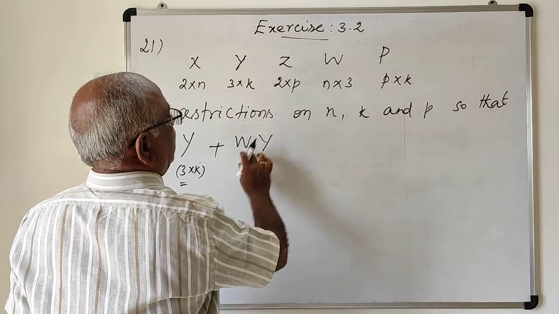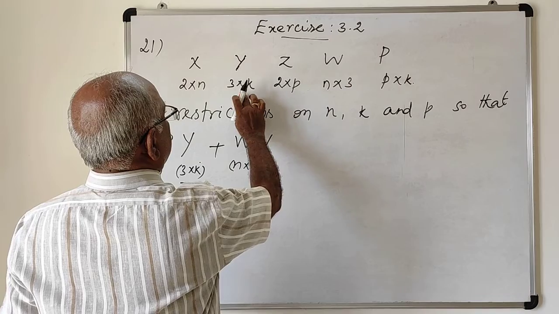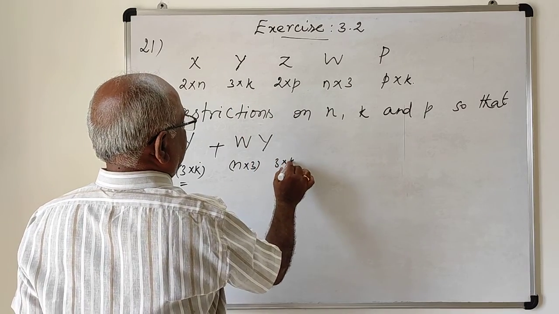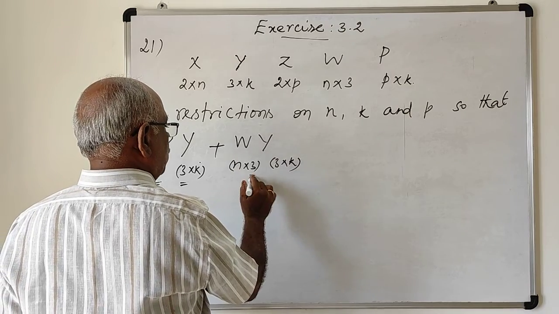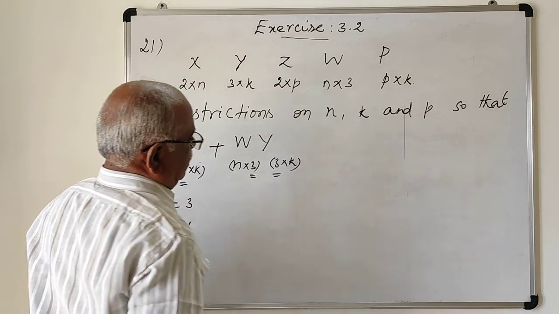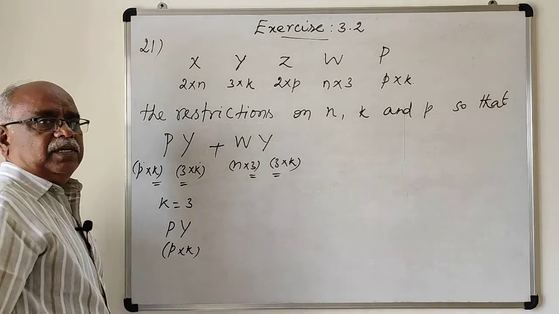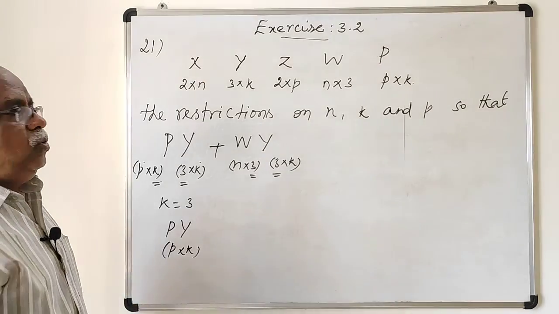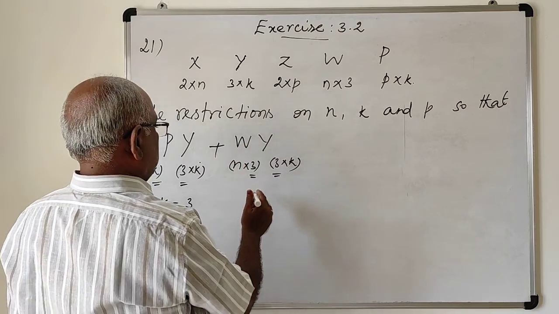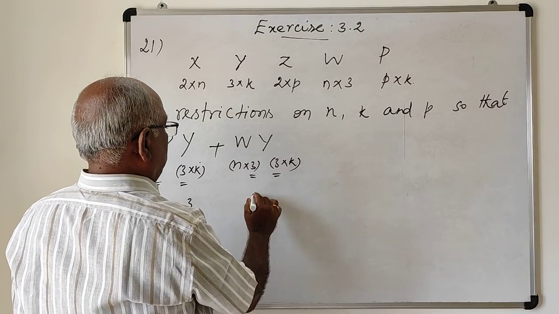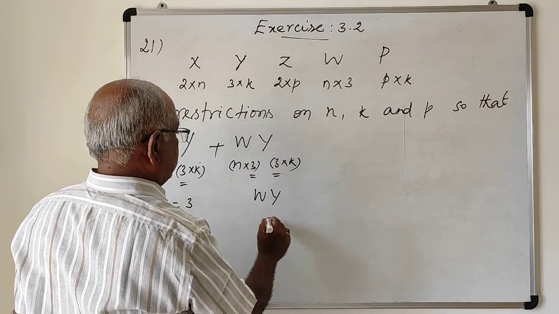Similarly, W is a matrix of order n by 3 and Y is 3 by k. The number of columns of the matrix W should be equal to the number of rows of the matrix Y. Therefore, the order of the product Wy is n by k.